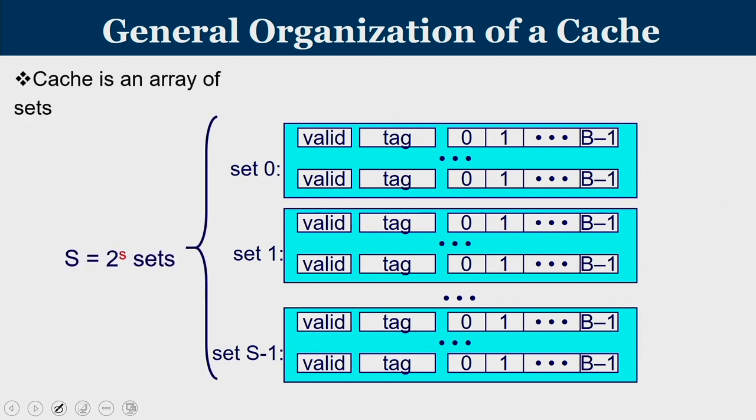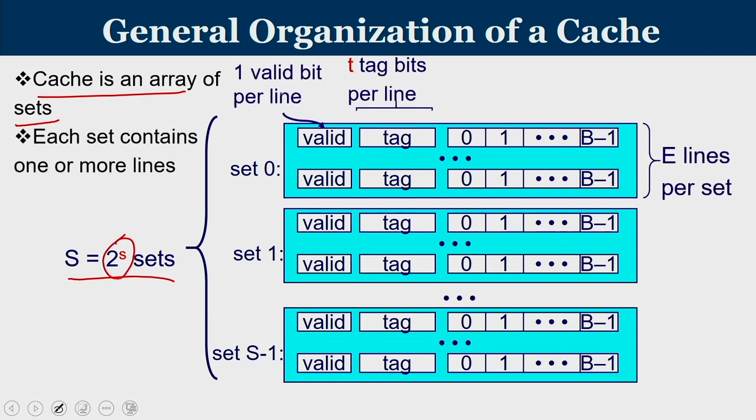A cache memory is an array of sets. That is what you can see there, the array of sets named set 0, 1, all the way up to S minus 1, where you assume you have S sets. This S can always be represented as a power of 2, let us say 2 power s is equal to capital S. Now, each of these sets has multiple lines in it. You have E lines per set, and E is also typically a power of 2.